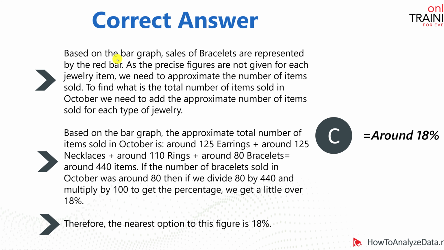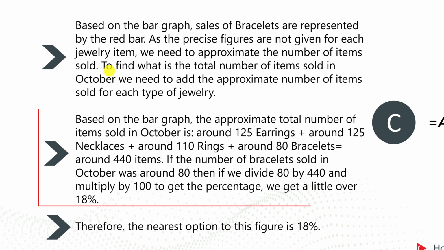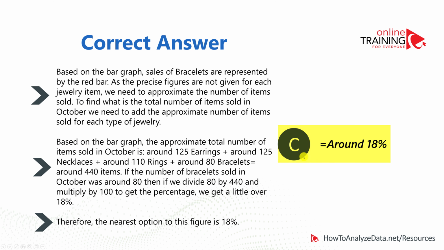Let's recap. Based on the bar graph, sales of bracelets are represented by the red bar. We do not have precise figures for the sales, so we need to approximate the numbers. Based on the graph, the approximate number of items sold in October are about 125 earrings, about 125 necklaces, and about 110 rings, plus about 80 bracelets. A total of 440 items. To calculate the percentage of bracelets sold, we need to divide 80 by 440 and multiply by 100. The number of bracelets sold in October is about 18%.